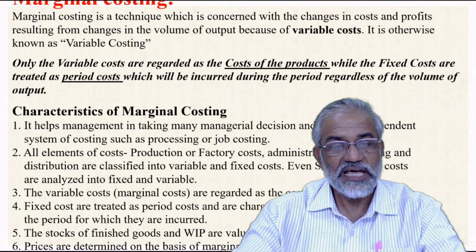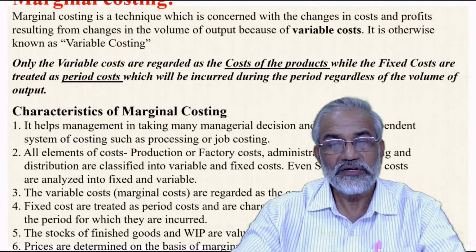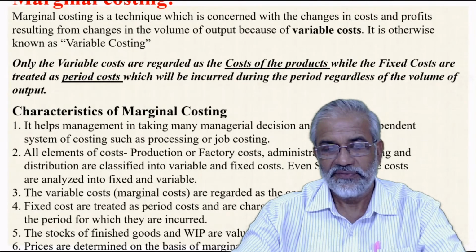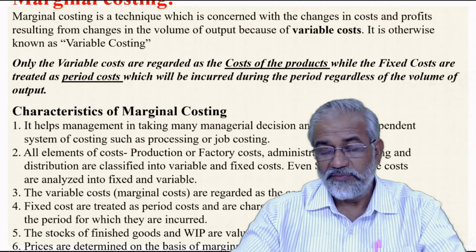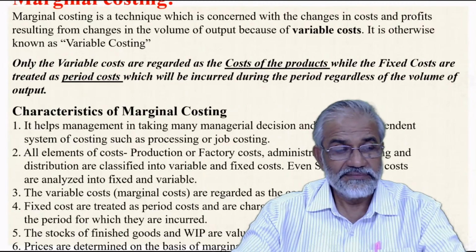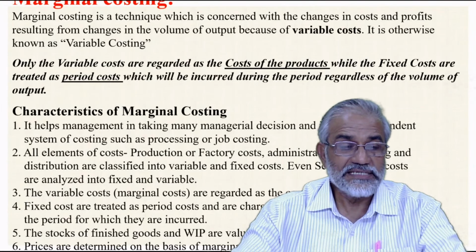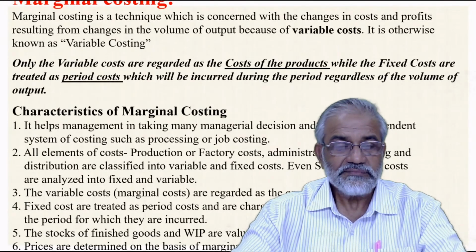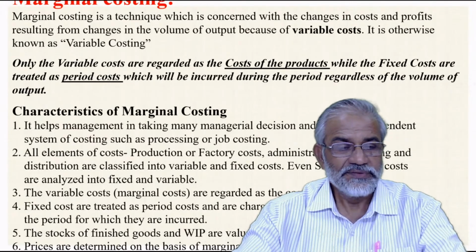And the fixed costs are treated as the period cost and are charged to profit and loss account for the period for which they are incurred. It may be for a month, for a quarter, for a half year, or for a year. So accordingly, it will be debited to the profit and loss account of the organization for determination of the profit and loss of the organization. It has nothing to do with the cost of the product.